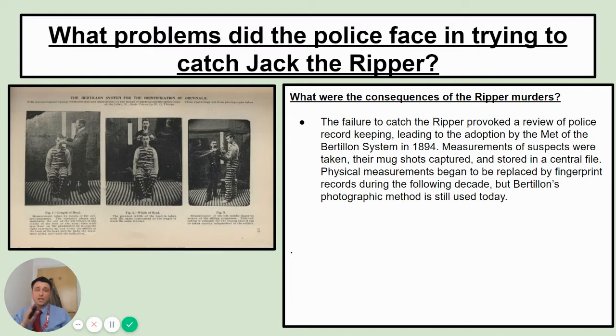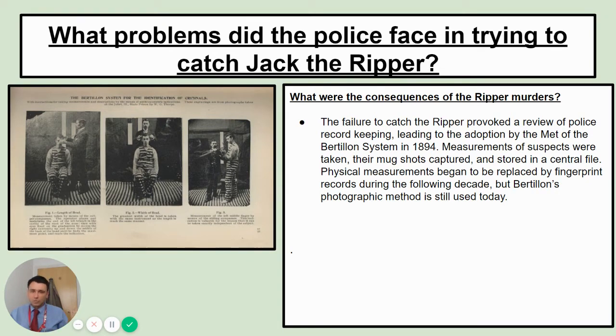Okay, so now let's look at the consequences of the Ripper murders. What changed as a result? Well, the police realised they would need better record keeping. And so the police force used what was called the Bertillon system in 1894. This is where, when you've got a suspect, you actually take measurements of the person.